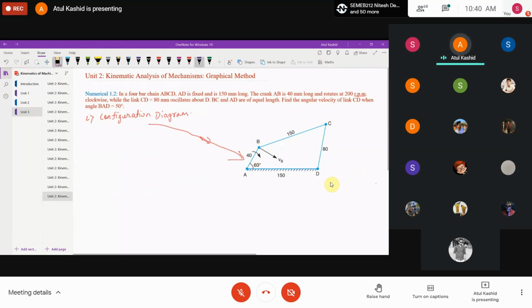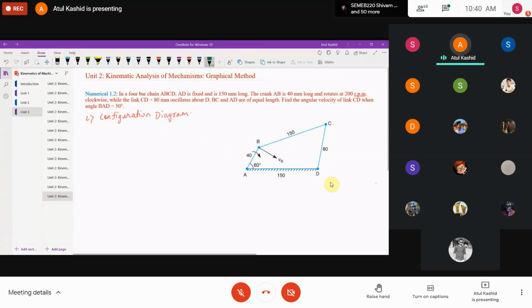Whatever you can see on your screen, this diagram is nothing but the configuration diagram. We have to draw this diagram as it is with the scale, whatever is given, right? Now, we are taking the scales because these dimensions cannot fit on our page. Sometimes they give near about 600 mm, and you cannot draw that dimension on the page. So for that, we have to take the scale, right?